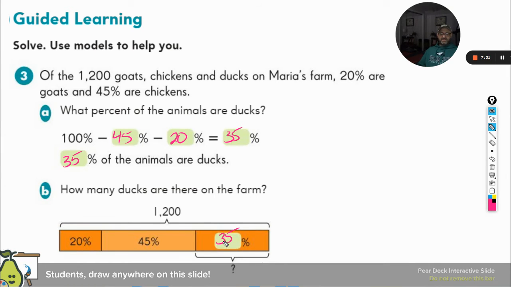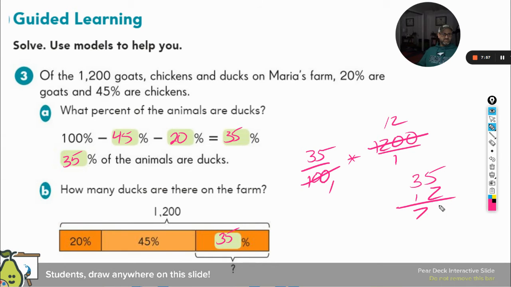Then how many ducks are there on the farm? You got to do 35% of 1,200, or 35/100ths times 1,200 over 1. And then once again, divide that by 100. It's very convenient how these all work out with 100s. Divide that by 100 and you get 12. Divide that by 100, you get 1. And then you're really just doing 35 times 12. And you get 420 ducks.